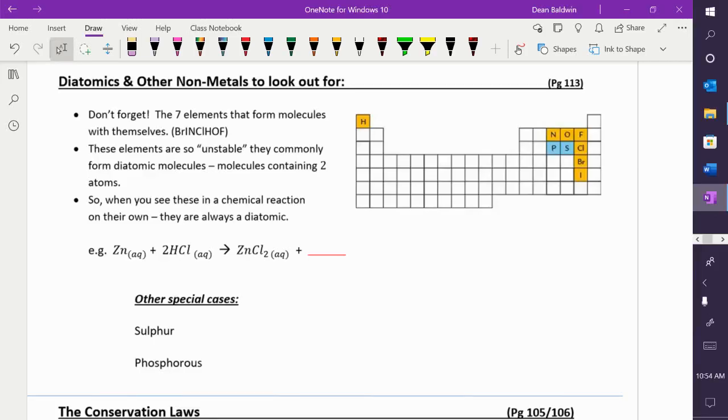Okay, so Brinkelhoff is important because all of these elements, except for phosphorus and sulfur, we'll talk about those in a sec, are diatomic molecules. So it's Br2, it's O2, it's Cl2, et cetera. They never occur by themselves in nature.